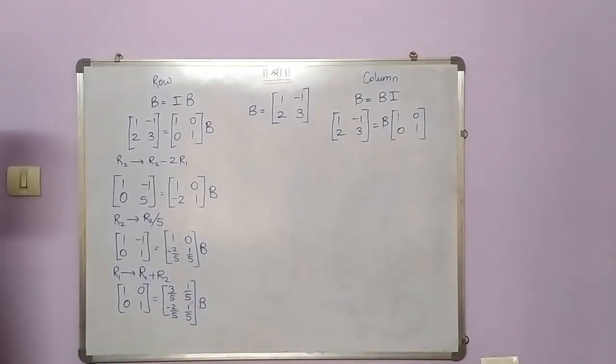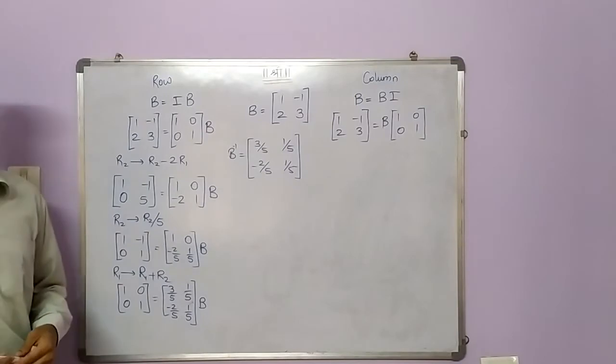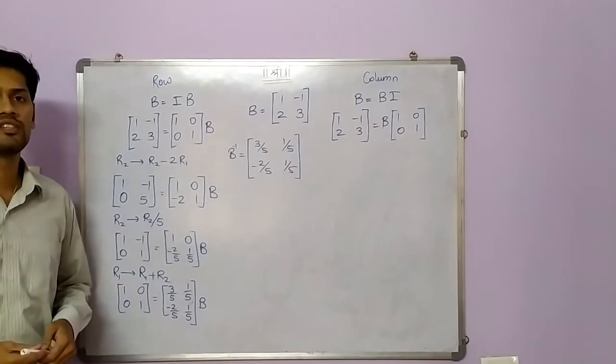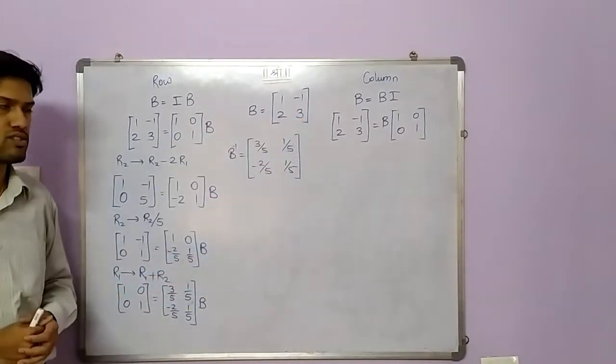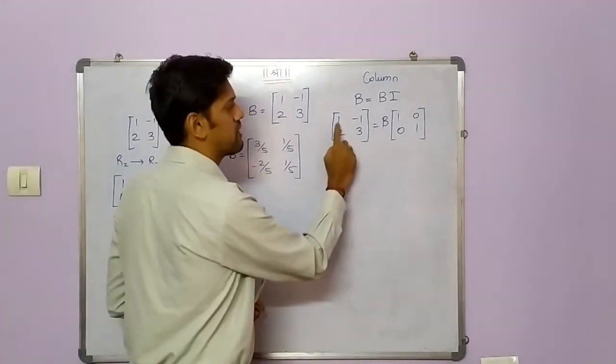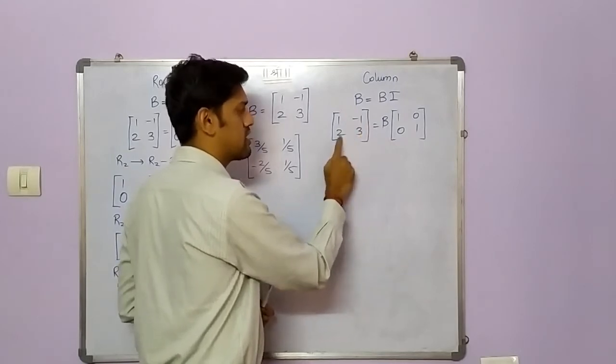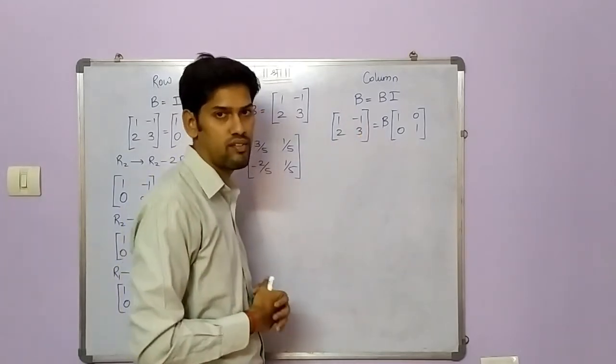Hence, this is the inverse of this matrix B. Now we will solve using column transformation. Here the procedure is make this 1, make this 0, make this 1 and make this 0. This is the sequence that we will follow.